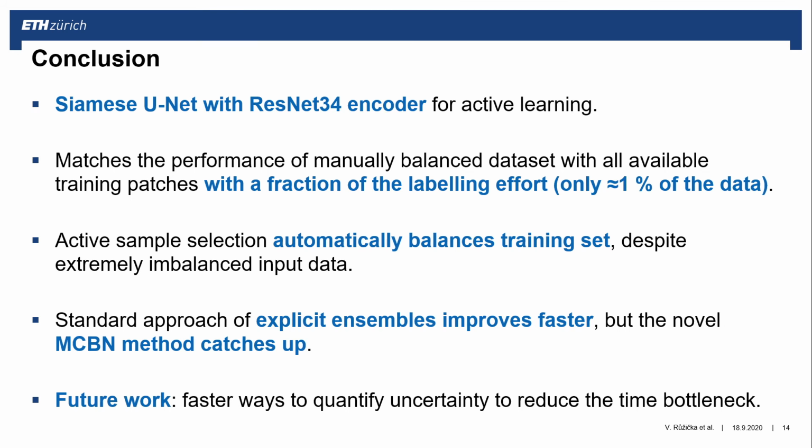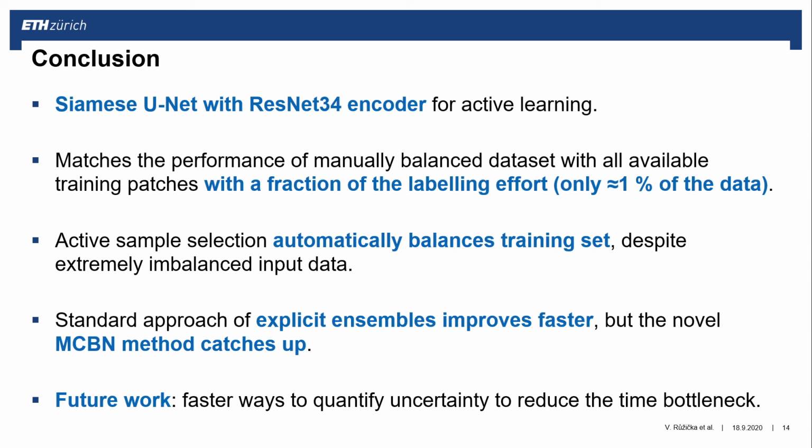And then also we show that the standard approach of explicit ensembles improved slightly faster in the early iterations, but that the novel Monte Carlo batch normalization method is able to catch up in the later iterations. Lastly, for future work, we would like to propose exploring faster ways to quantify uncertainty to reduce the time bottleneck of active learning research.